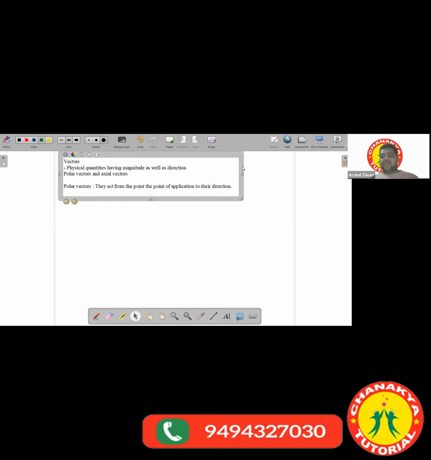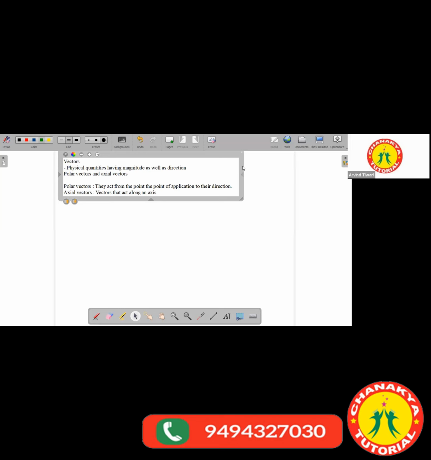In a similar way, you have axial vectors. As the name suggests, axial vectors are the vectors which act along an axis. They are called axial vectors. Such axial vectors do not have a point of application. Their point of application may be different from wherever we are guessing, but axial vectors will be acting along the axis.